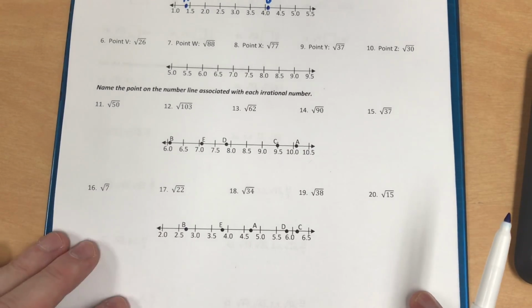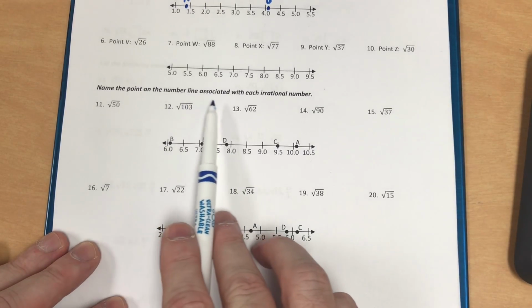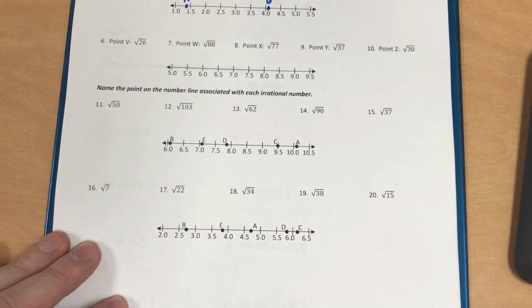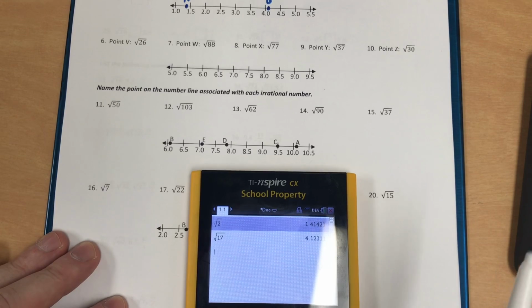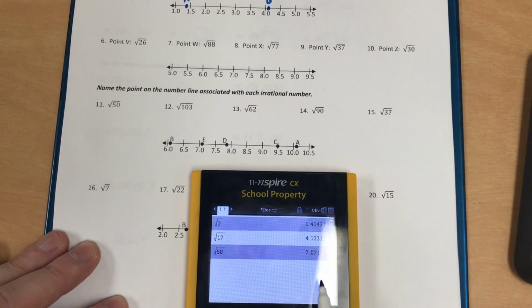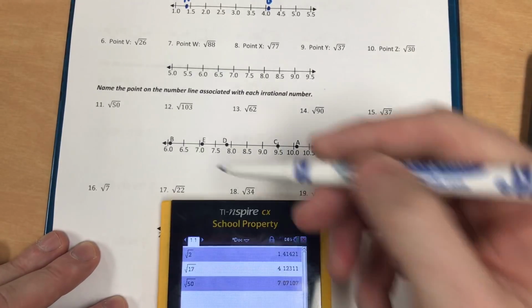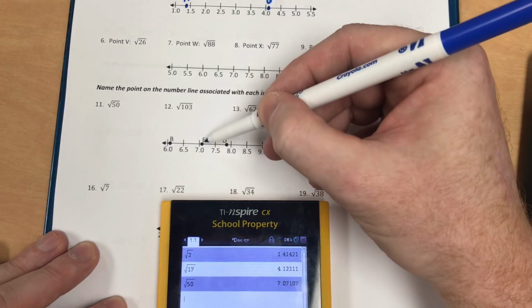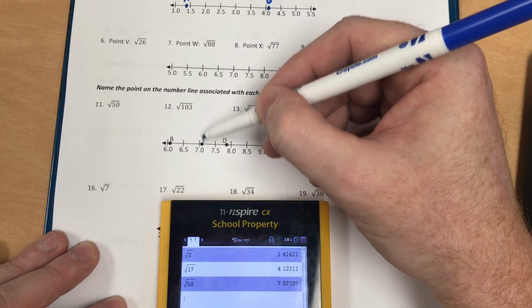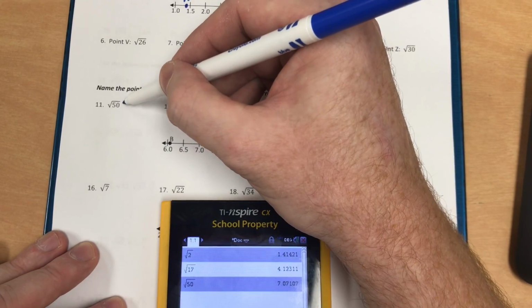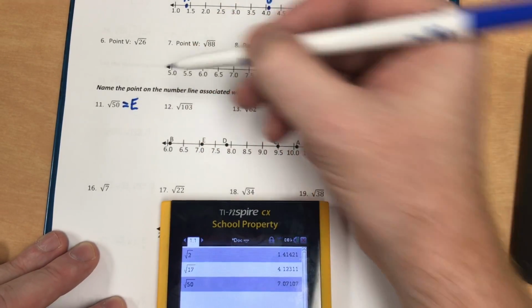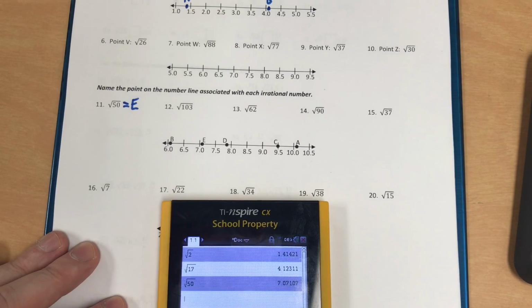The second section of the front page says name the point on the number line associated with each irrational number. So this is a similar activity. You're going to take the square root of 50. It is 7.07. So that's just a little bit more than 7. So I look at my number line. I see point E is just a little bit more than 7, a little bit to the right. So square root of 50 is point E.